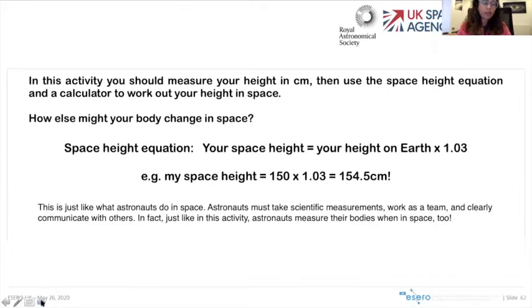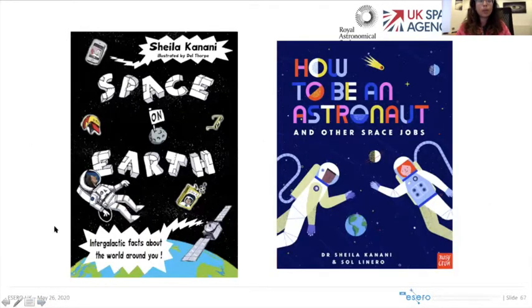Also, if you have school libraries, I do write books as well. I've got a couple of books out. The one on the left, Space on Earth, is for sort of 9 to 12-year-olds, and it's all about these space spin-off technologies. And the one on the right is all about space jobs and working in the space industry, how to be an astronaut. It's for younger years, but it's beautiful, and I think older students and parents probably would enjoy reading it too. If you get the paperback version of How to Be an Astronaut, it also comes with stickers and some pull-out material, which is a bit of fun.